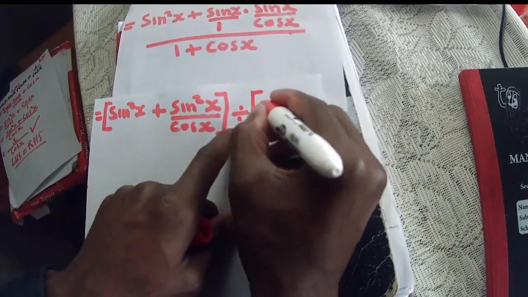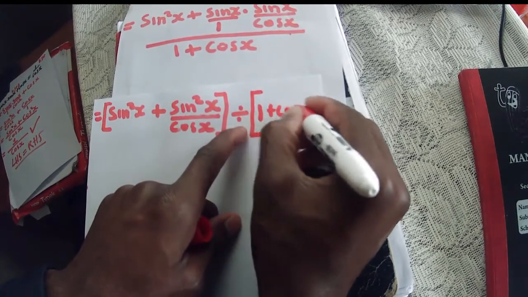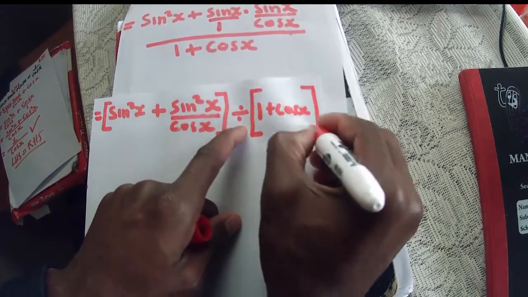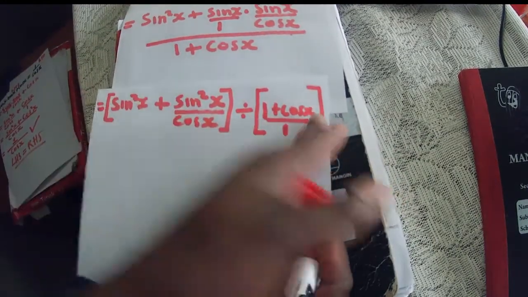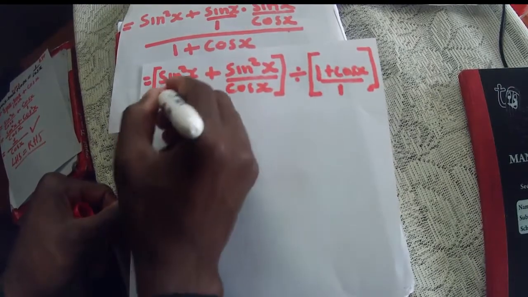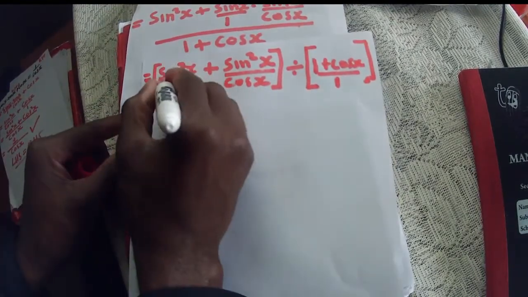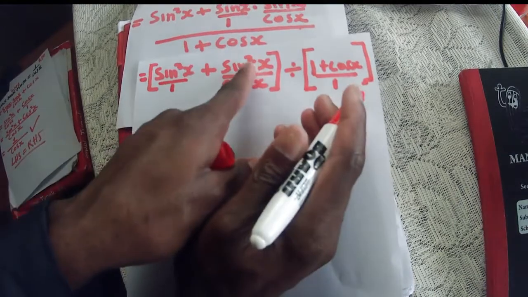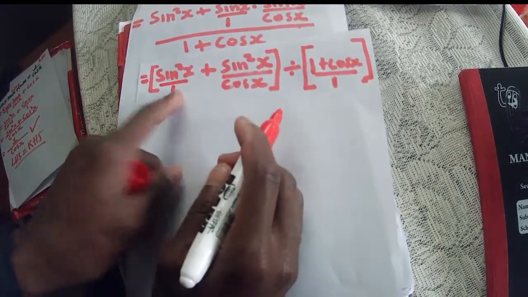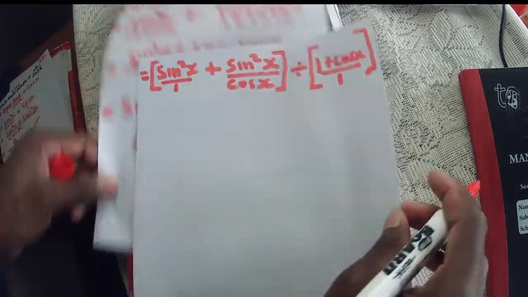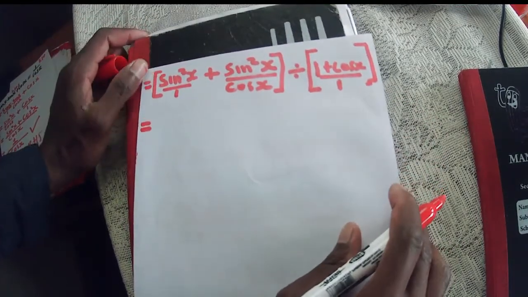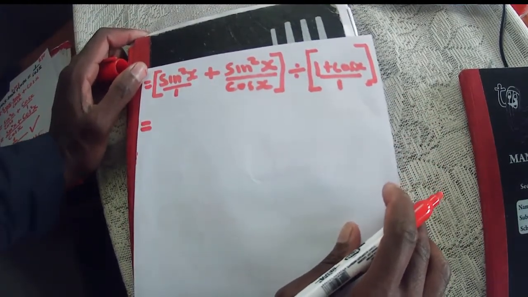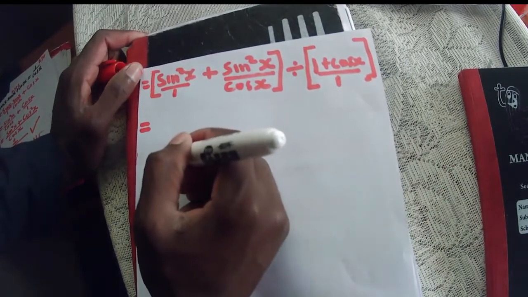All right, so divide by 1 plus cos of x over 1. Just make it over 1. We have a fraction, we make a fraction. Great. So I'm gonna make this a fraction as well. If we have a fraction, and then let this be a fraction. I hope you guys are following. Don't get tired, don't give up. We are about to finish this problem.